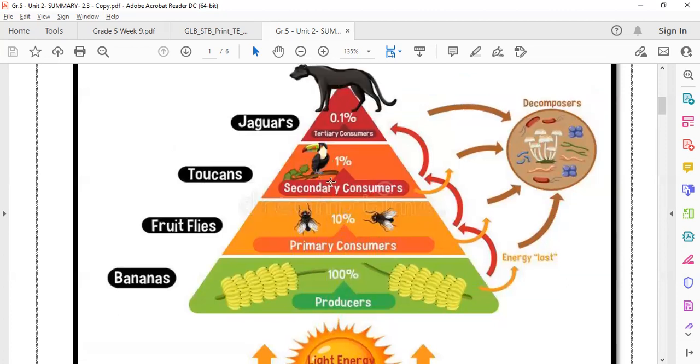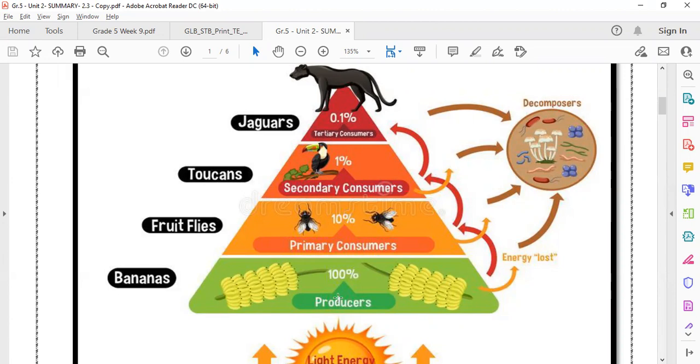Then, when the secondary consumers like the toucans eat the primary consumers, the fruit flies, they get 10% of the 10% that was in the primary consumers, 10% of the 10%, this means 1%, right? Then when the secondary consumer is eaten by the tertiary consumer like these jaguars, in this case only 0.1% of the energy is turned into the body of the jaguar.